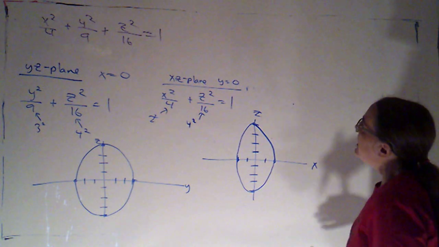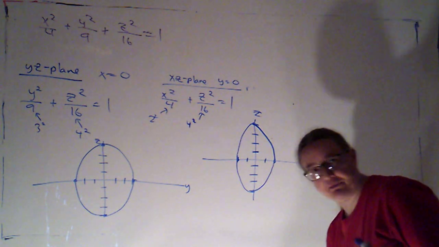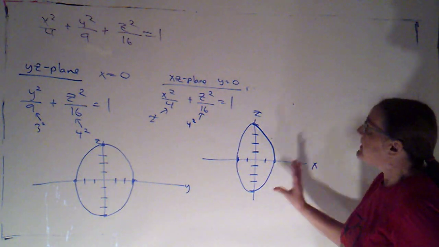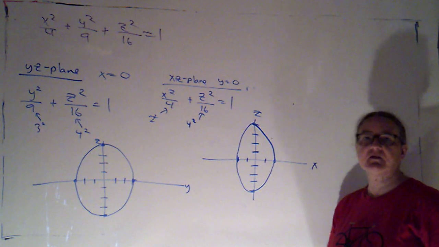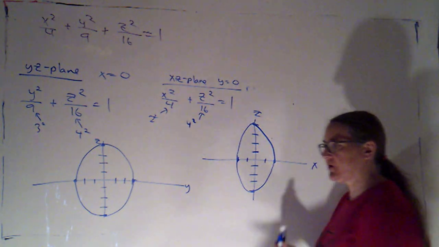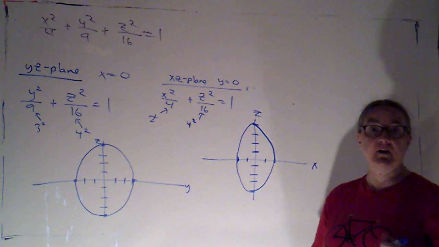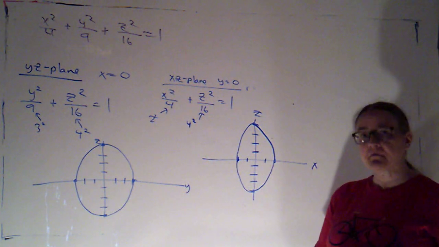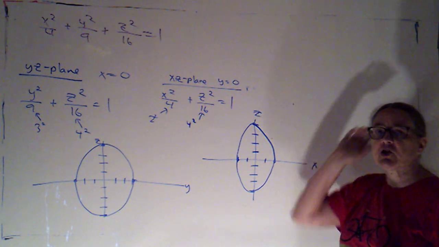Okay, so now I'm ready to try to sketch this in 3 space. Now, when you're drawing your 2-dimensional traces, I expect those to be drawn to scale. So I was drawing tick marks. I was trying to be fairly accurate. When you're drawing your shape in 3 space, I'm going to be a little bit less picky about the scale. I want to just try to sketch this.